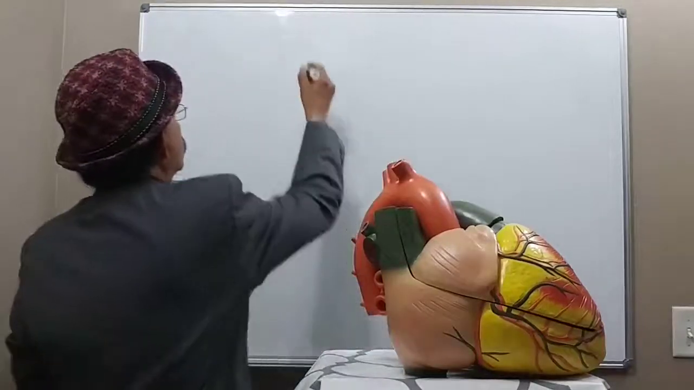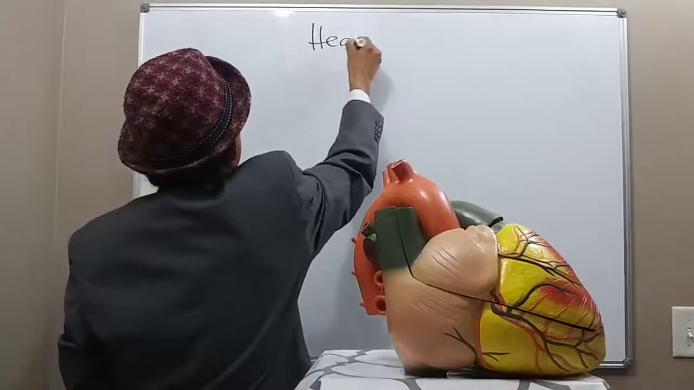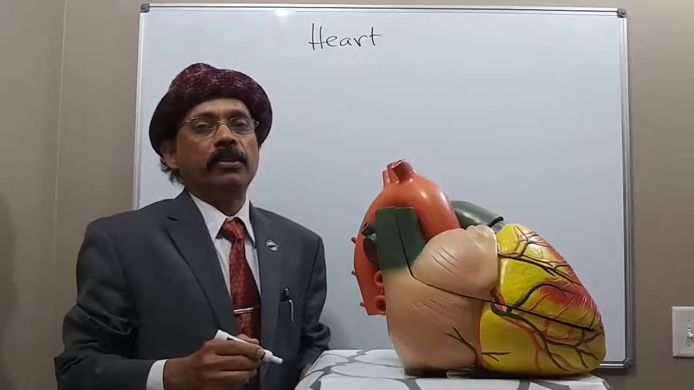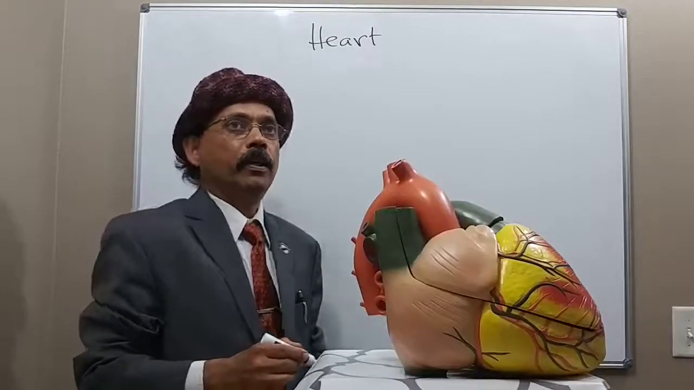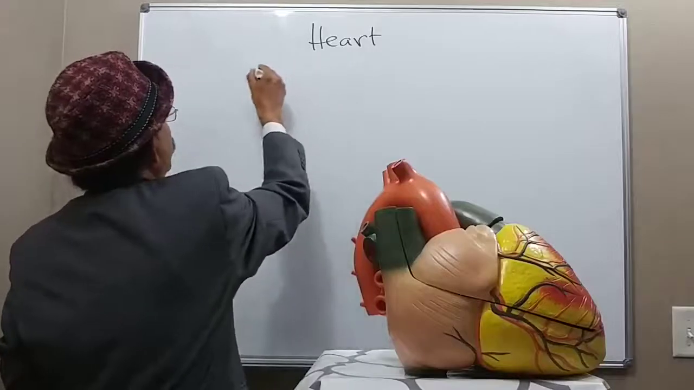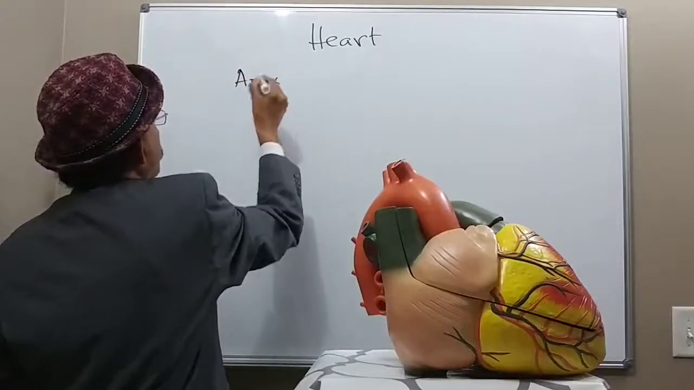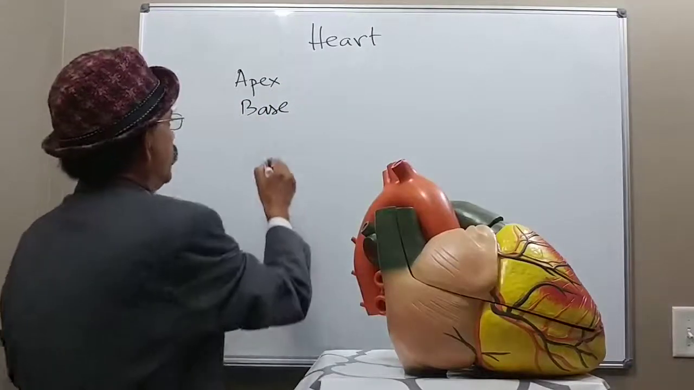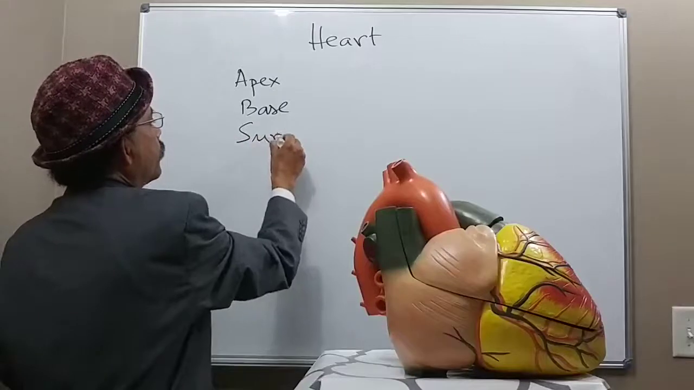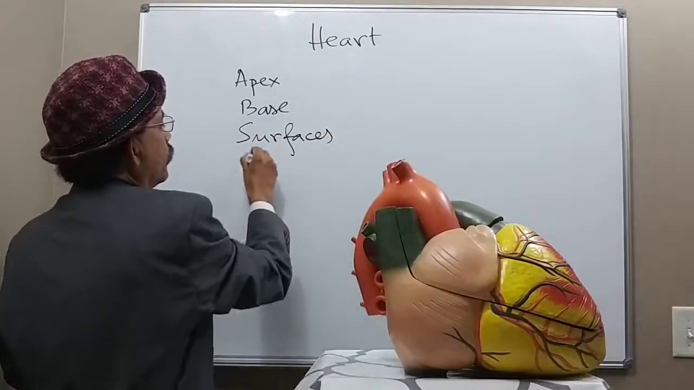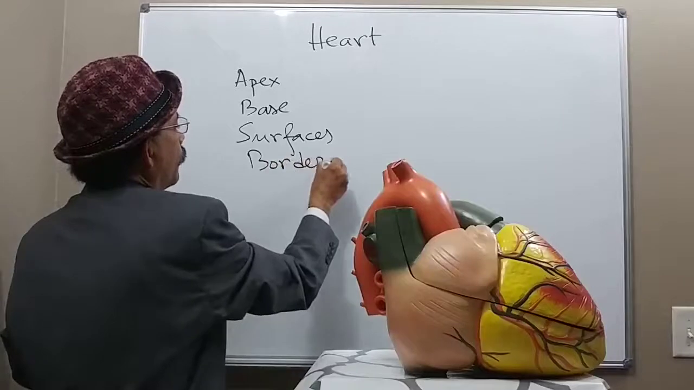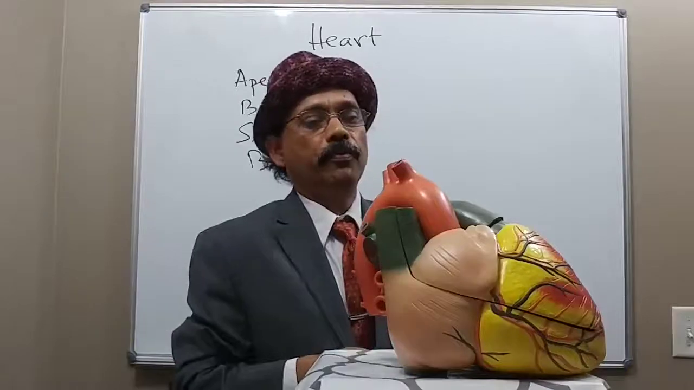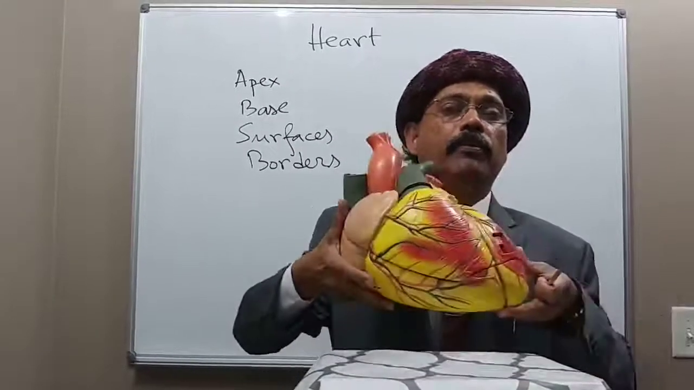So, the heart is a hollow muscular organ present in the middle mediastinum, and this has an apex, a base, surfaces, and borders. Okay, the apex is formed by the left ventricle.